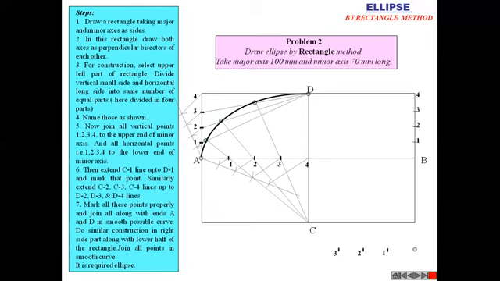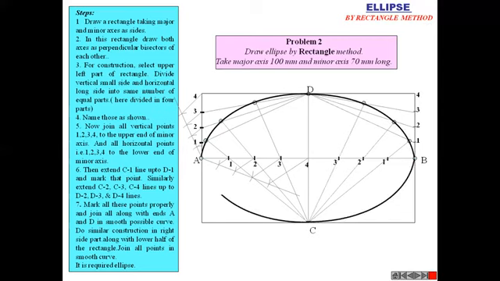Do a similar construction from the right-hand side also. Divide the line into four parts and join the points 1, 2, 3, 4 to the point D. From the point C, draw a line and mark the intersection at point 1. Then another line from C to 2, with intersection at point 2, and another to 3, with intersection at point 3. We get three points here. Then do the same structure from below also, to complete the ellipse by the rectangle method.